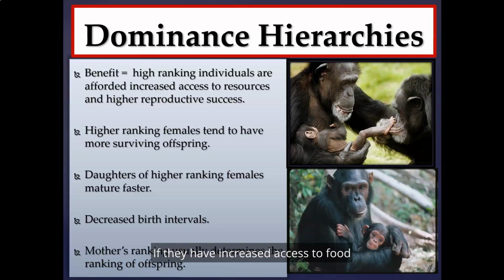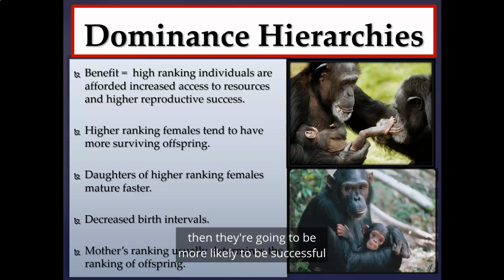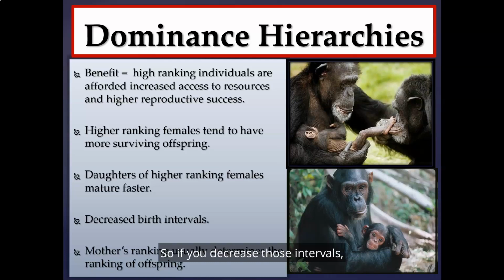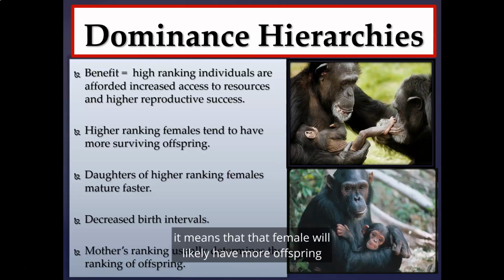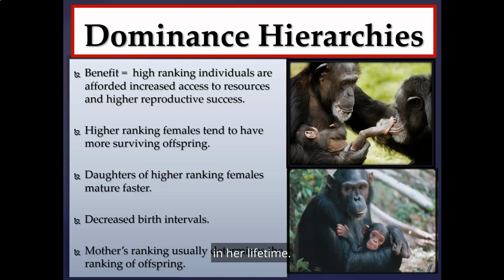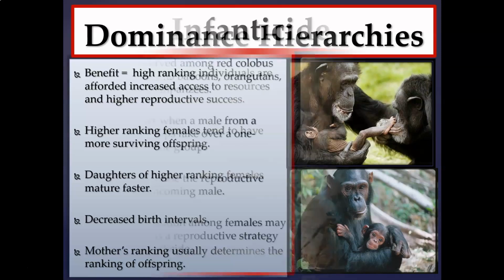If they have increased access to food and protection and territory, then they're going to be more likely to be successful in not only their own survival, but also supporting the survival of their offspring. And decreased birth intervals is talking about the period of time between each birth, between birth A, birth B, birth C, and so on and so forth. So if you decrease those intervals, it means that that female will likely have more offspring in her lifetime.